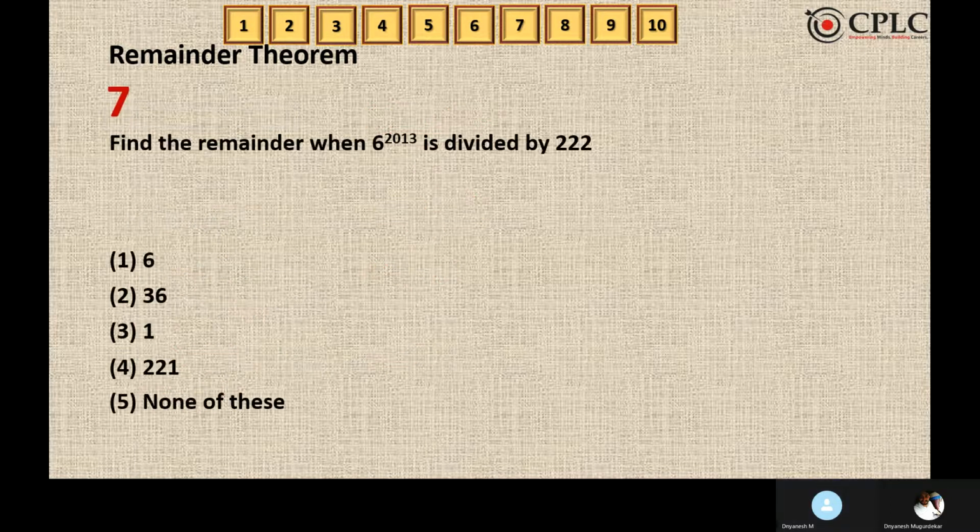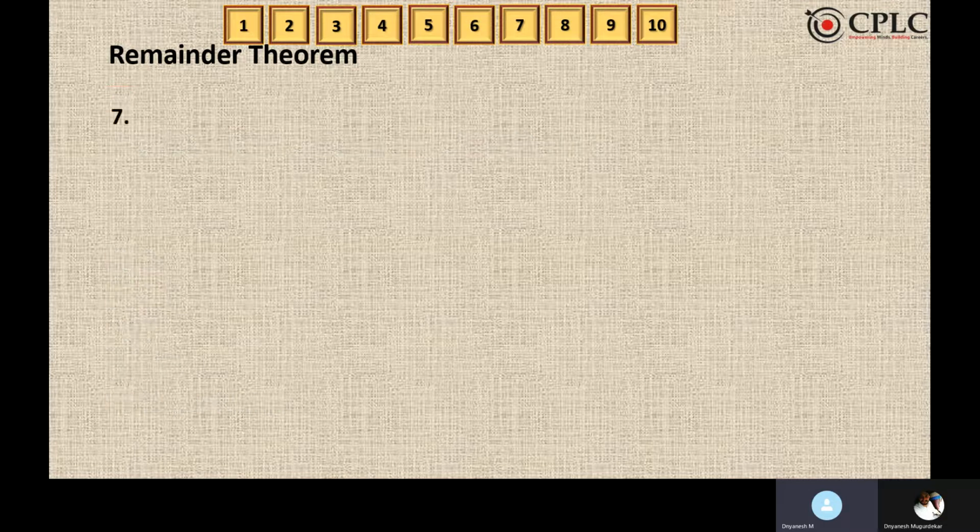Seventh one, find the remainder when 6 raised to 2013 is divided by 222. Now, here we are going to learn a very important idea: to make the adjustments, sometimes you can cancel some common multiple from both numerator and denominator. So we can cancel 6 from both numerator and denominator. So our question becomes 6 raised to 2012 upon 37.